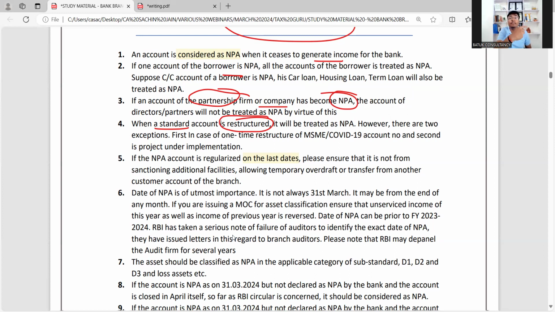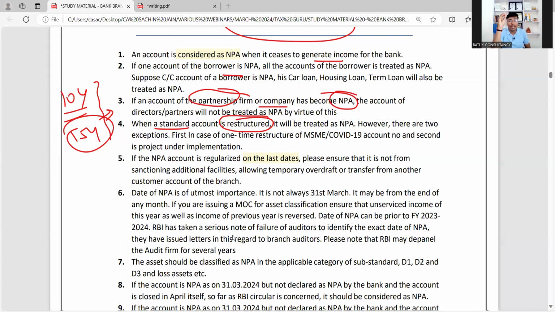But if the restructuring is due to COVID, if the restructuring is due to MSME, or if the restructuring is due to a project under implementation, because when I took the loan earlier, that loan was 10 years and my project was under implementation. Now during the implementation I found out I required the loan for 15 years, due to the project size, due to certain parameters. In that case, that type of restructuring will not be classified as NPA. In other cases, the situation will be considered as NPA.